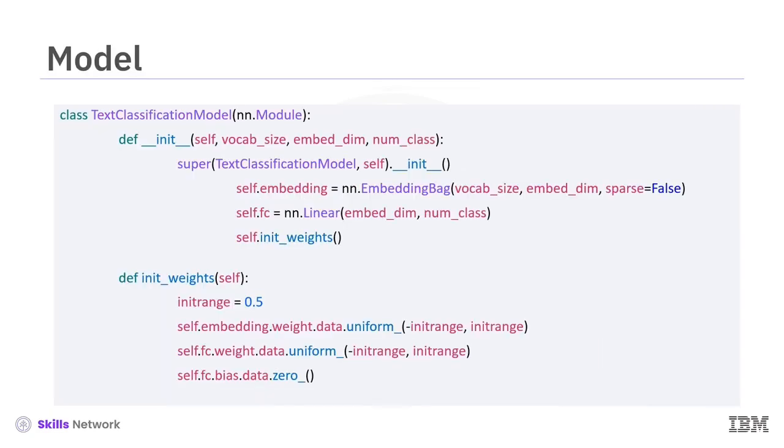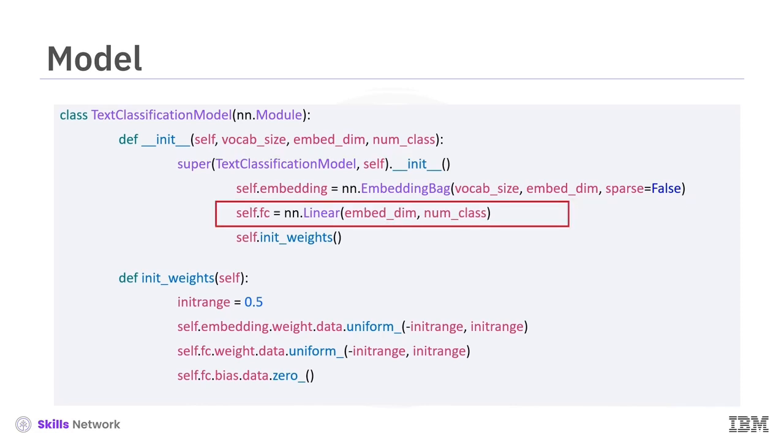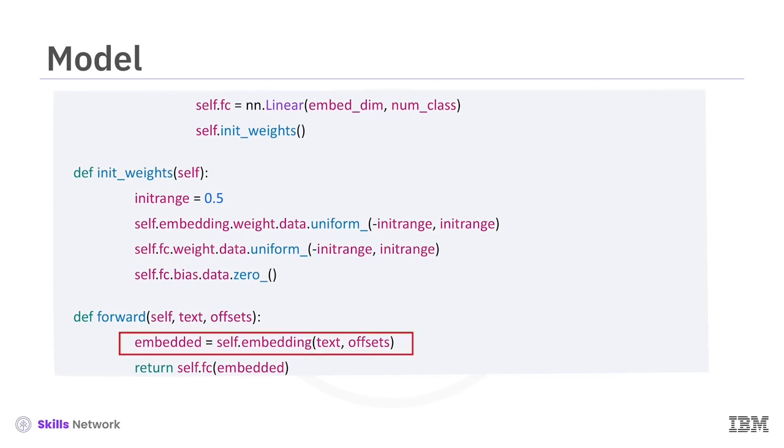The model's architecture features 2 primary layers defined in the constructor. The first is the embedding bag layer, followed by the fully connected layer. The initialization of weights is also done. During the forward pass, you'll input text and offset it into the embedding bag without applying the activation, which then feeds into the fully connected layer for the final output.